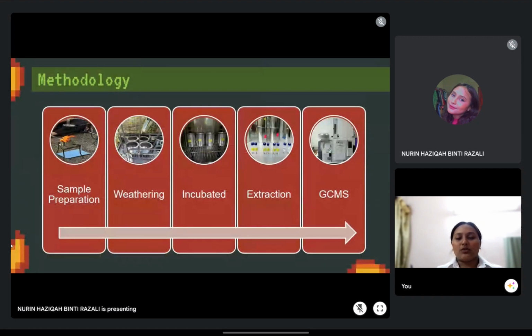This research was done by letting the synthetic substrates undergo weathering by exposing them to different conditions, which are tropical and indoor environments, and also at different durations of time. Then, the sample was collected and incubated for 16 hours in the oven. Then, the sample was extracted from the charcoal tablet using pentane and injected into the GCMS for analysis.